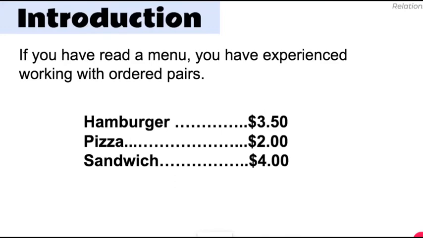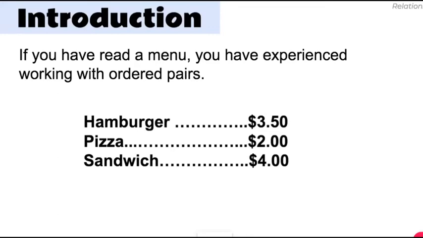So with this menu that I have listed here, the food items are on the left and the prices are on the right. It's very easy to tell that the price of pizza is $2. There are no questions about how much what costs.